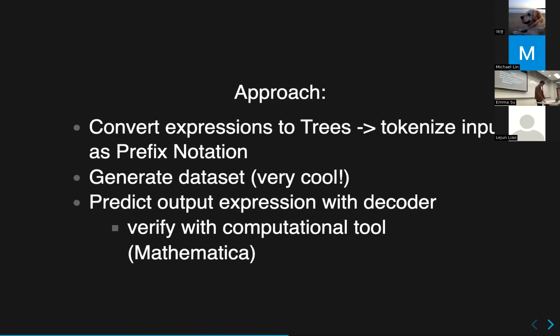So here's their approach. First, they represent every expression as a tree of expressions. So for something like 2 plus 5 times 3 plus 2, hopefully I do this right, we can represent this as a tree. We can break it down into a series of expressions in a tree, and then we can use postfix operation to tokenize them. So in that case, I have an example here.